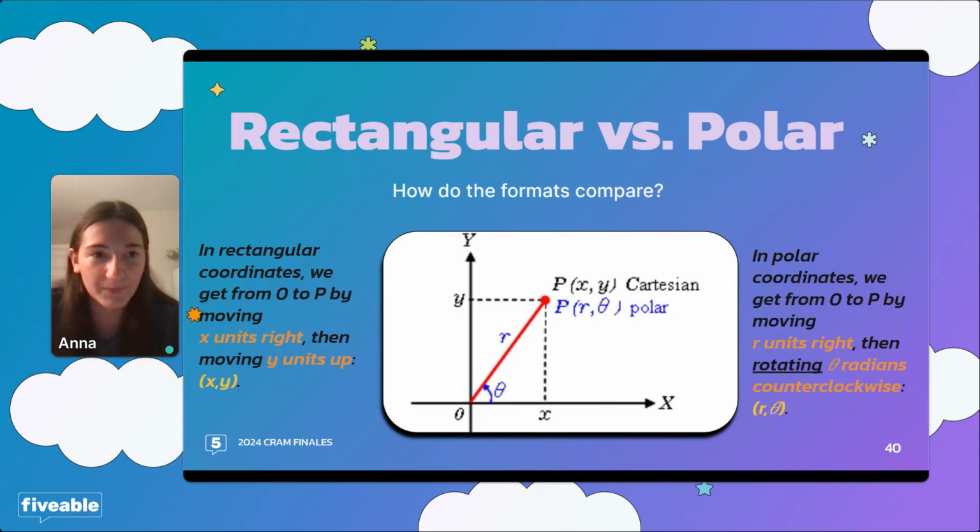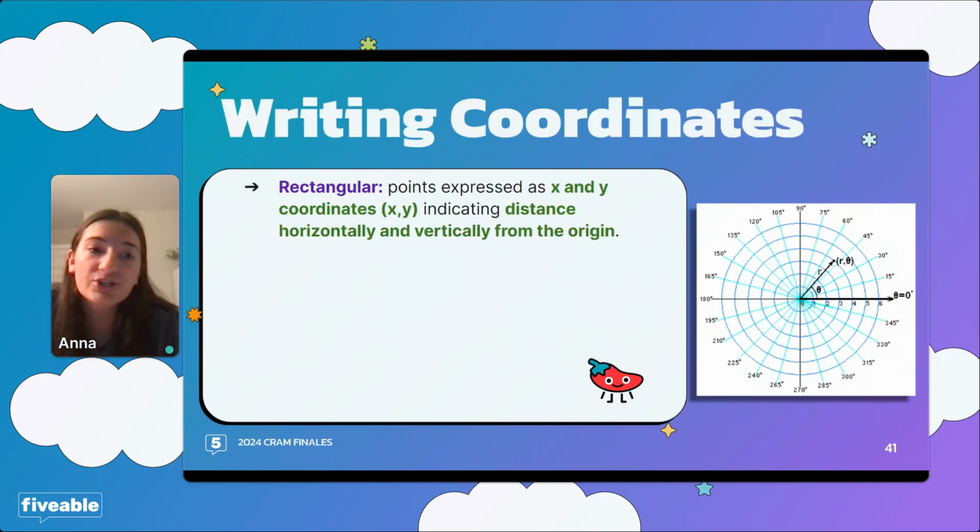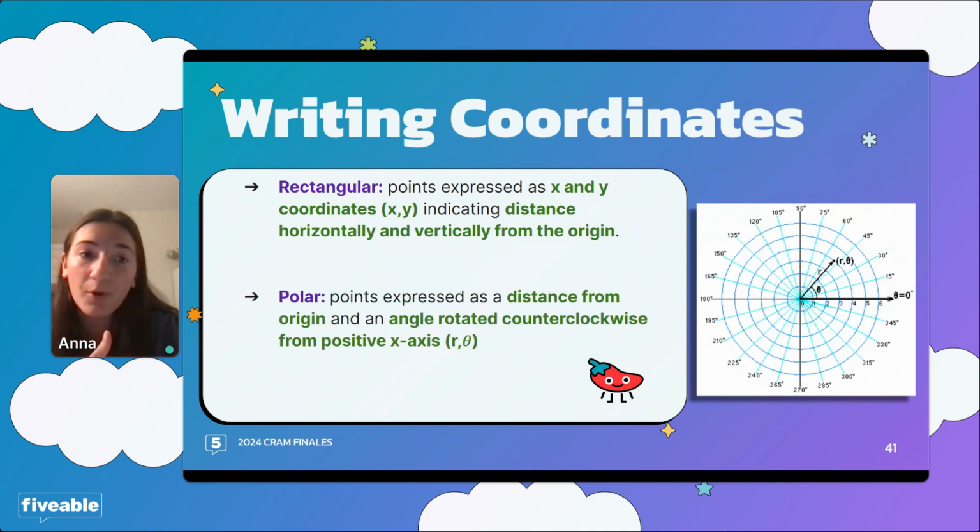But that's rectangular versus polar. As far as writing the coordinates, if you see x and y, you should think rectangular. And then as far as polar, just think r and theta. Those are your tools for plotting points on both of those coordinate planes.